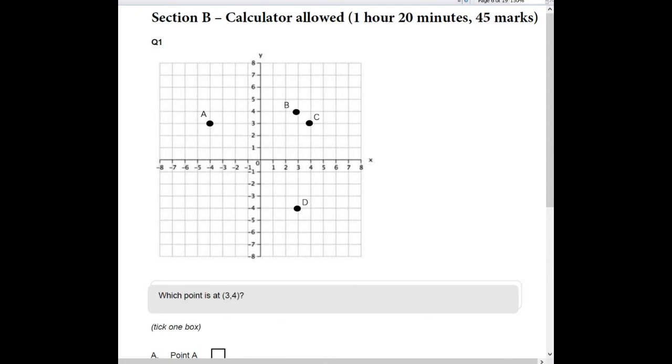Now let's look at section B, where we are allowed to use our calculator. We are given 1 hour and 20 minutes to complete this section, and there are 45 marks available.